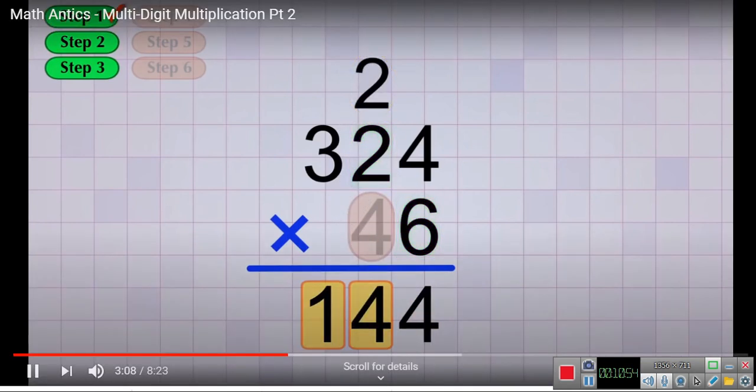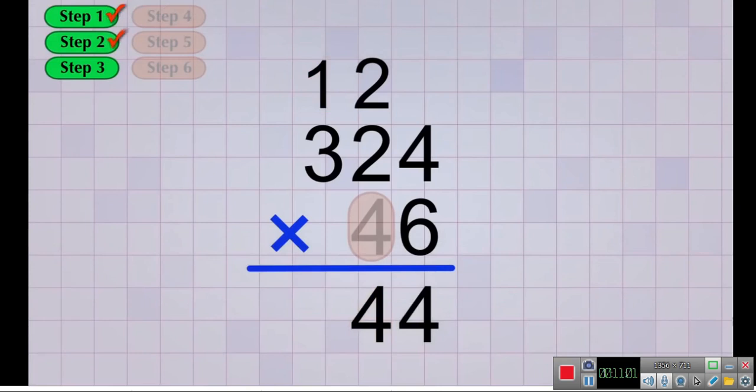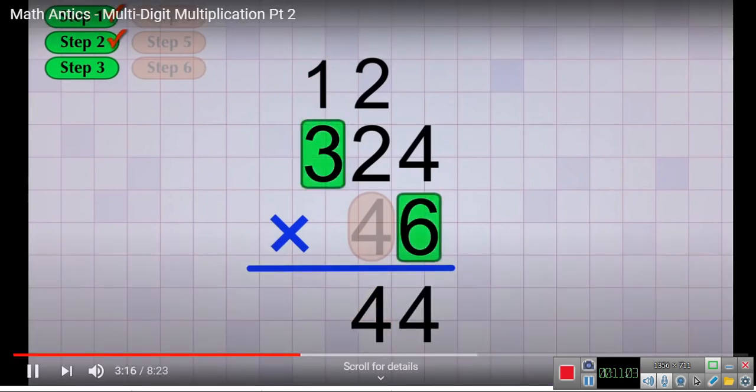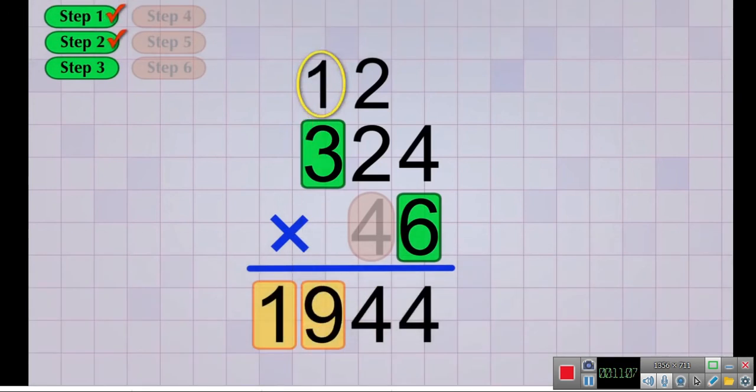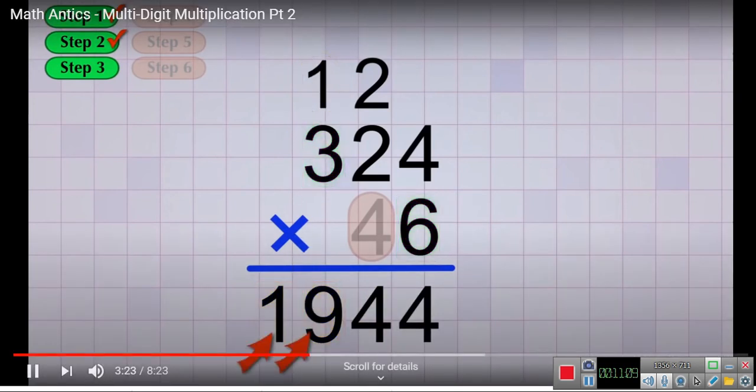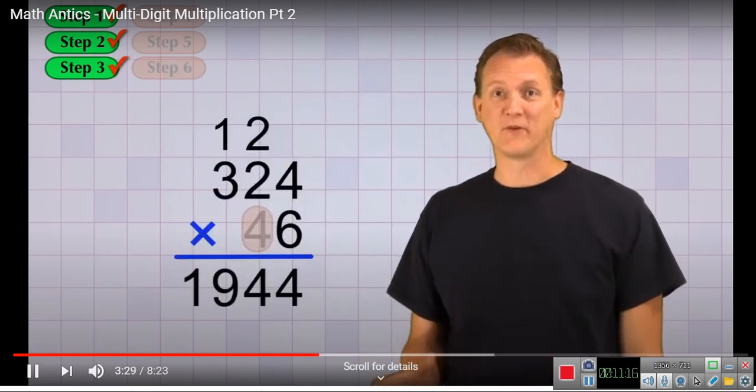That's another 2-digit answer, so we leave the 4 in our answer line and carry the 1 up above the next digit that we're going to multiply. And our third step is 6 times 3, which is 18, and then we add in the 1 that we carried and we get 19. This time we can leave both digits of the 19 in our answer line because there's no more multiplication steps to do. Well, at least there's no more steps for the first digit.